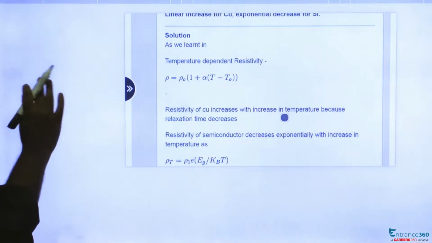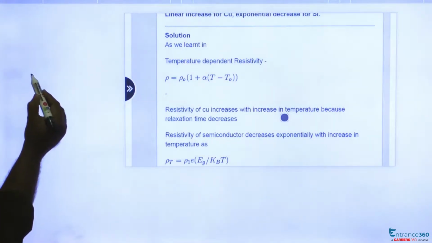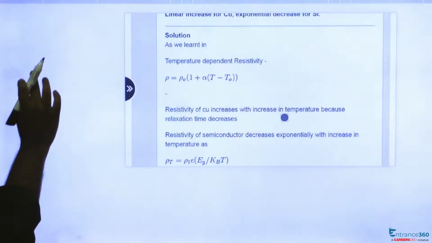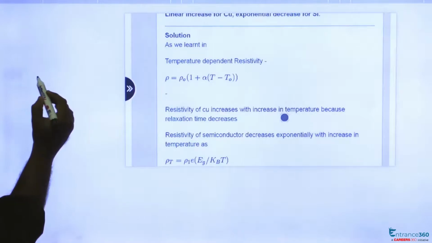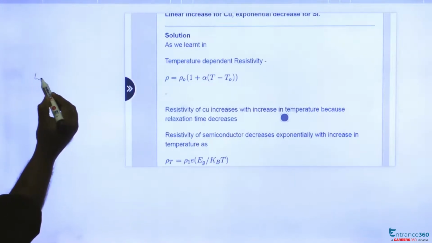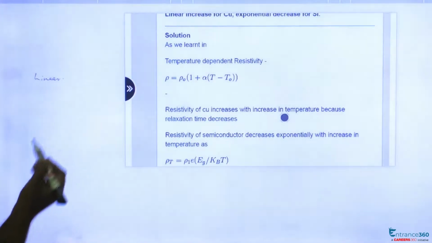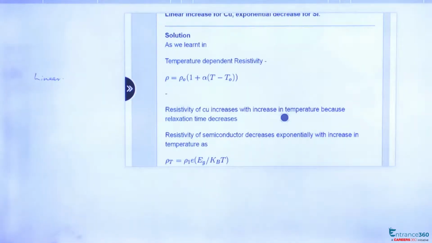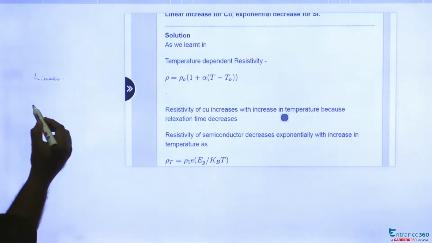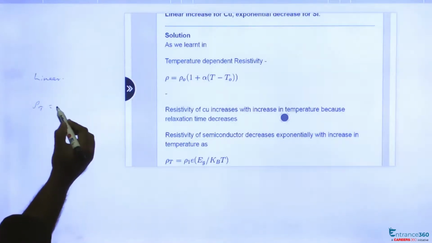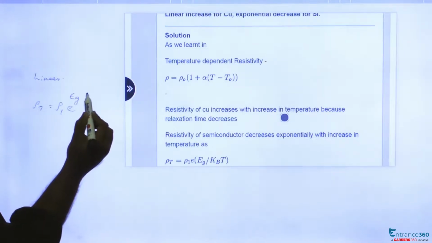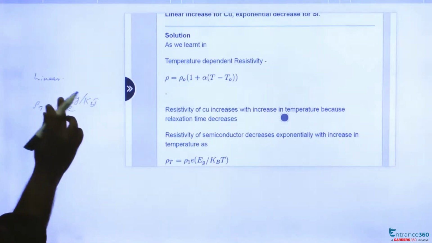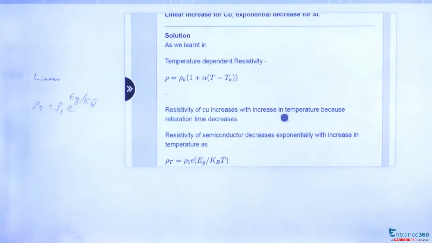But in the case of a conductor, when temperature increases, resistance also increases, and the increase in resistance is linear. But in the case of a semiconductor, the increase in resistivity or resistance varies exponentially by this equation, where Eg is the energy gap, Kb is the Boltzmann's constant, and T is temperature in Kelvin.